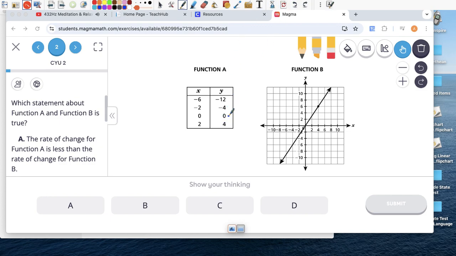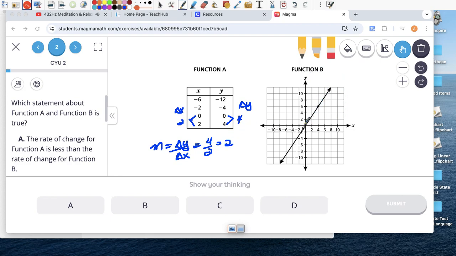Sorry. Let me pick this number here. 4 minus 0 is 4, and 2 minus 0 is 2, right? So this is the change in y, and this is the change in x. So remember that slope is the difference in y values over the difference in x values, right? The change in y over change in x, and we get 4/2, which equals 2. So function A has a rate of change of 2.